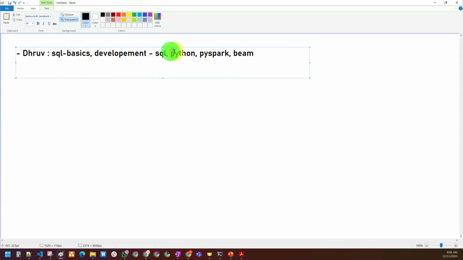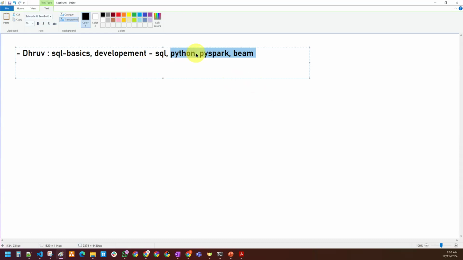We use Python only: Python, PySpark, and Apache Beam. In Databricks, we use Python and PySpark. In Dataflow, we are going to use Apache Beam, and in Beam also we use Python only. So Python everywhere for creating the pipelines, guys.